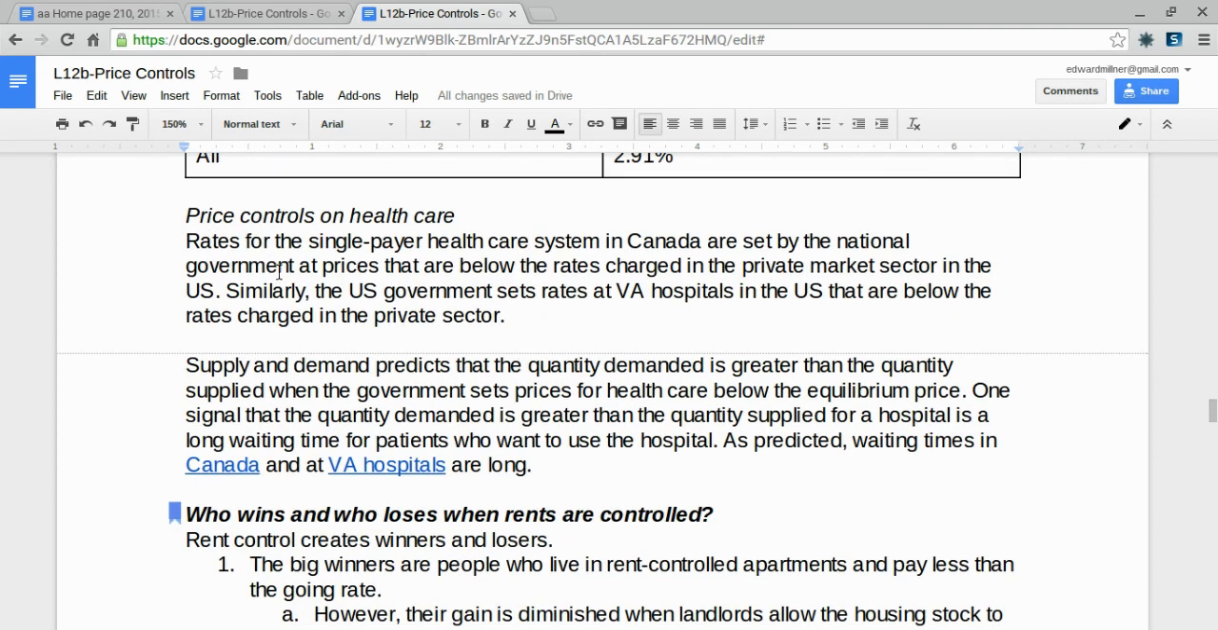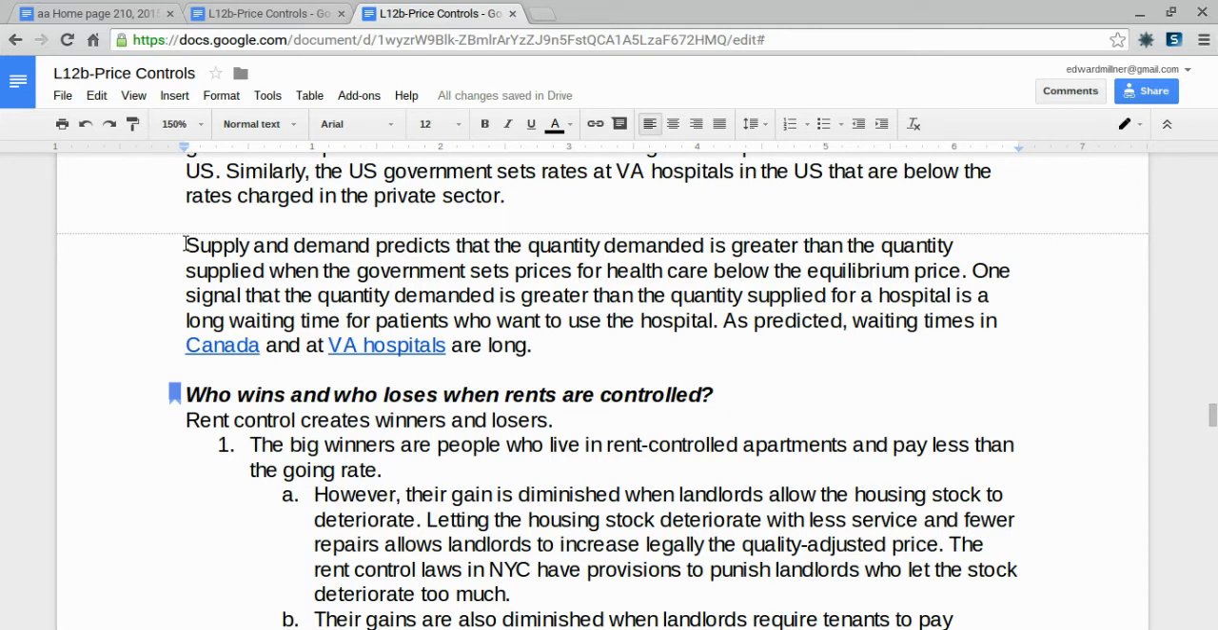Now let's talk about the effect of price controls on healthcare. Rates for the single-payer healthcare system in Canada are set by the national government at prices that are below the rates charged in the private sector in the United States. Similarly, the U.S. government sets rates at VA hospitals in the U.S. that are below the rates charged in the private sector.